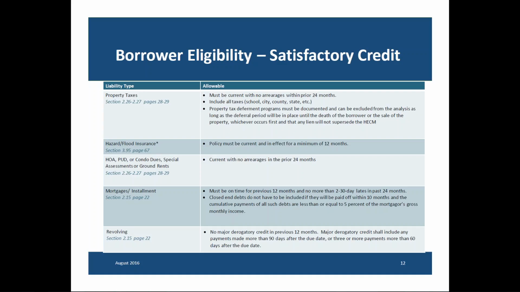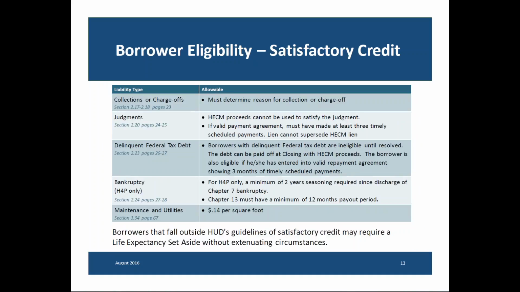Revolving, no major derogatory credit in the previous 12 months, and those shall include any payments made more than 90 days after the due date, or 3 months or more of payments made more than 60 days after the due date. So you see that's somewhat different than a forward mortgage. Continuing with credit, collections or charge-off.